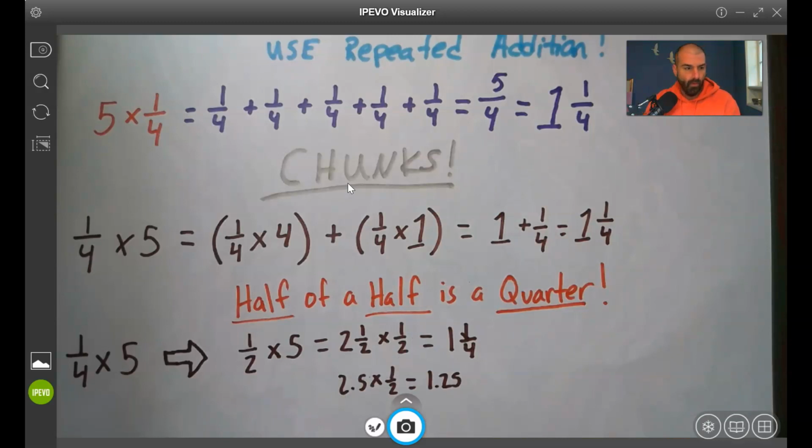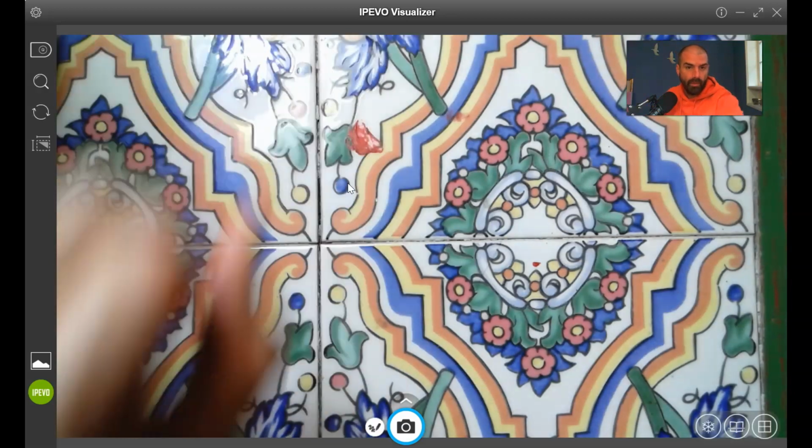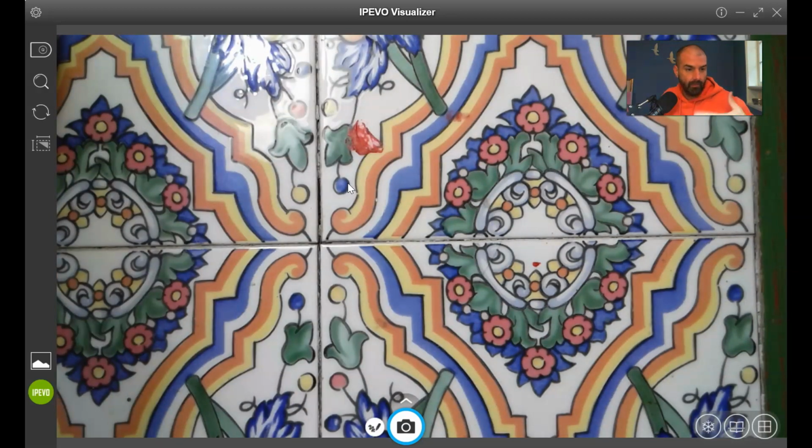And so, what are the 3 ways? Think about it. What are they? See if you can remember them. What are the 3 different ways to solve it? Don't look at your notes. Don't do it if you took notes. Did you get them? Use repeated addition. What's the other one? Chunk it up. Make it even simpler. What's the other one? Half of a half is a quarter. So if we have that 1/4.